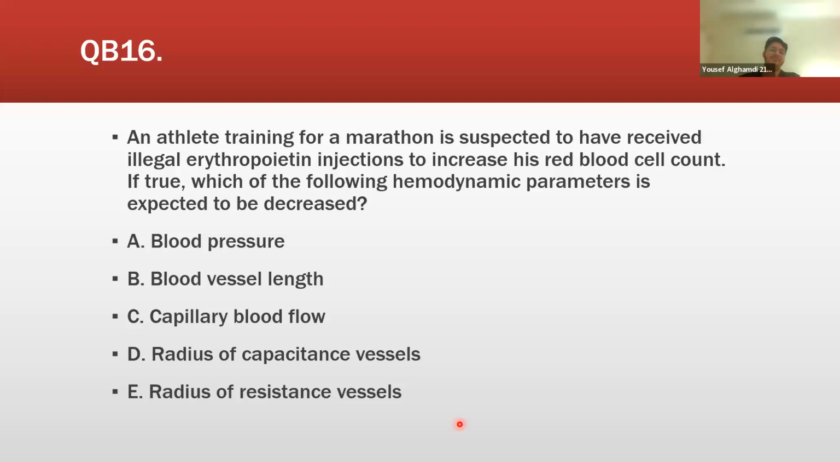Okay, so this is my question. An athlete training for a marathon is suspected to have received illegal erythropoietin injections to increase his red blood cell count. If true, which of the following hemodynamic parameters is expected to be decreased? Everyone knows what erythropoietin is, right? It's a hormone released by your kidney to stimulate erythropoiesis in the bone marrow, increasing red blood cell count. He's an athlete, so if he takes erythropoietin and increases his red blood cell count, he would increase his oxygen carrying capacity.